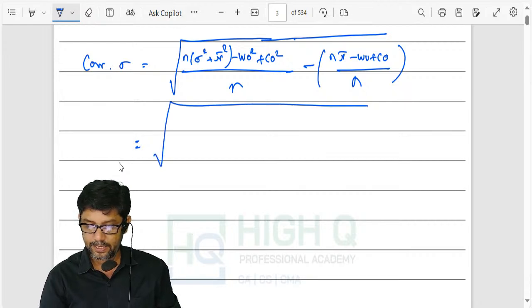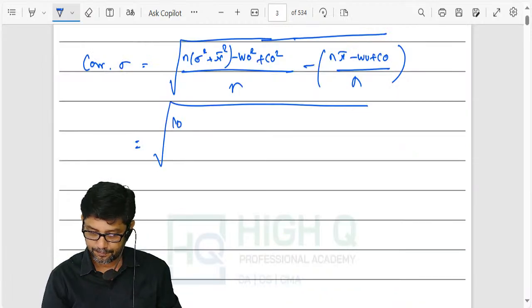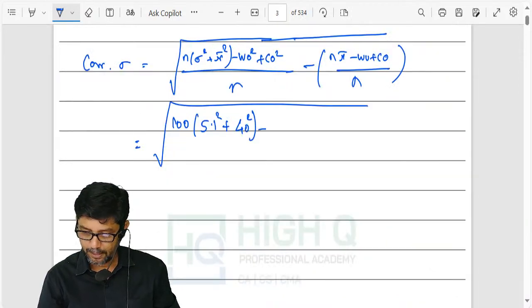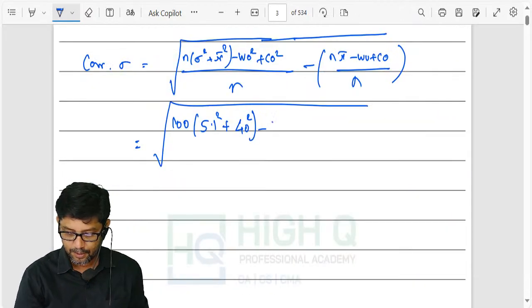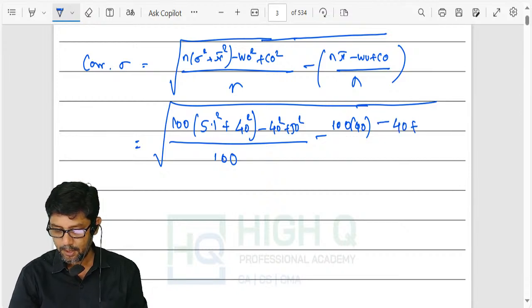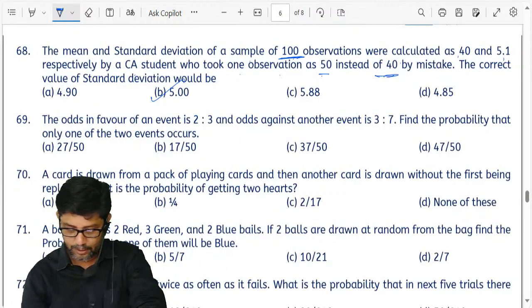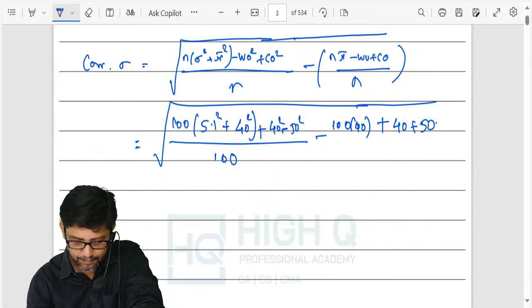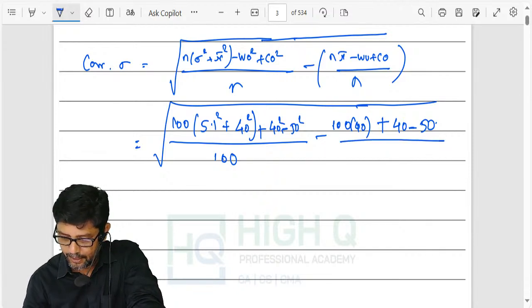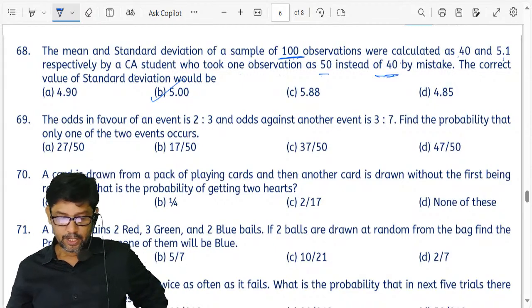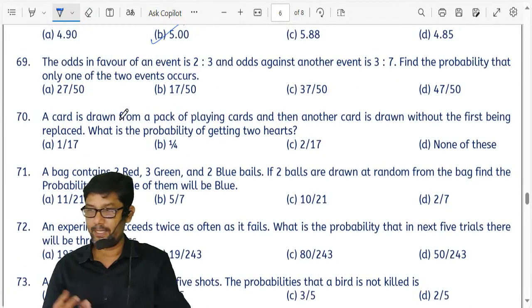Now let us substitute. What is n? What is the number of observations? 100. Sigma square 5.1 square plus mean square 40 square, minus wrong observation and correct observation. Oh sorry, reverse. This is actually 50 is wrong. 40 square plus 50 square, divided by number of observations, again 100, minus 100 into x bar minus wrong observation plus correct observation, divided by 100, the whole square. If you simplify, you will get the answer as 5. Now, listen here. If you are not comfortable with these formulas, you are not supposed to attend. These are time consuming problems.